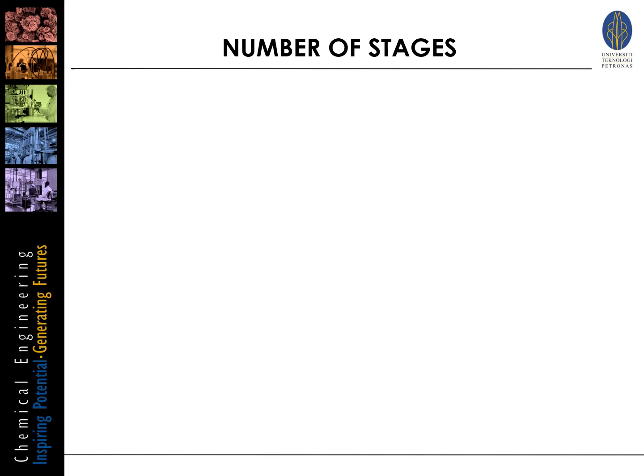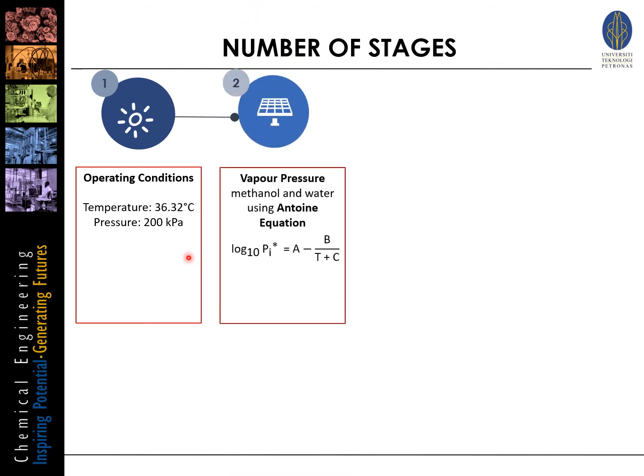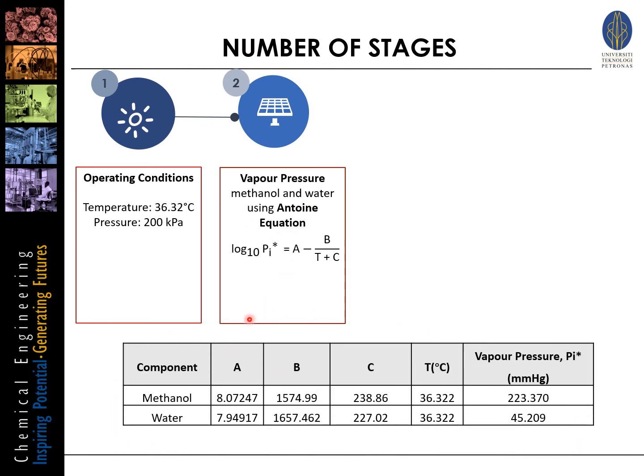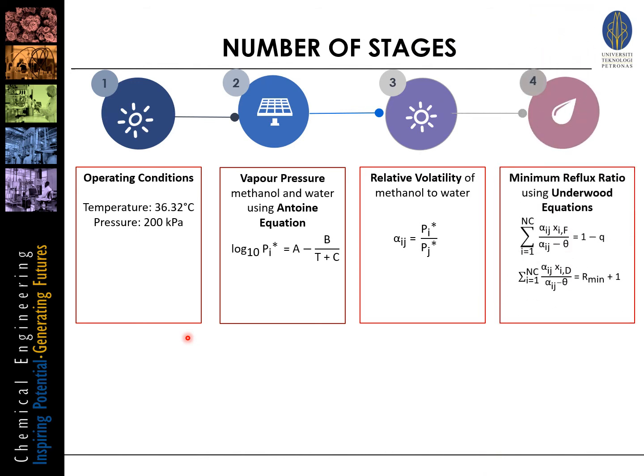Following next, I'm going to proceed with how I determine the number of stages. Before that, I collected the operating conditions: the temperature I extracted from the Aspen simulation is around 36.32 degrees Celsius with a pressure of 2 bar. This is followed by the determination of the vapor pressure using the Antoine equation, and this is a summary of the results I calculated for methanol and water. Then comes the relative volatility of methanol to water, and eventually I calculated the minimum reflux ratio using the Underwood equation, and it is determined that the minimum reflux ratio is approximately 0.258.